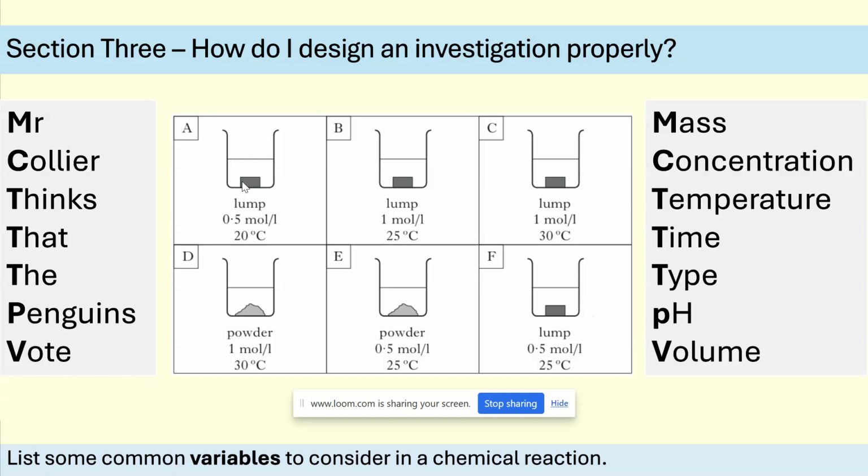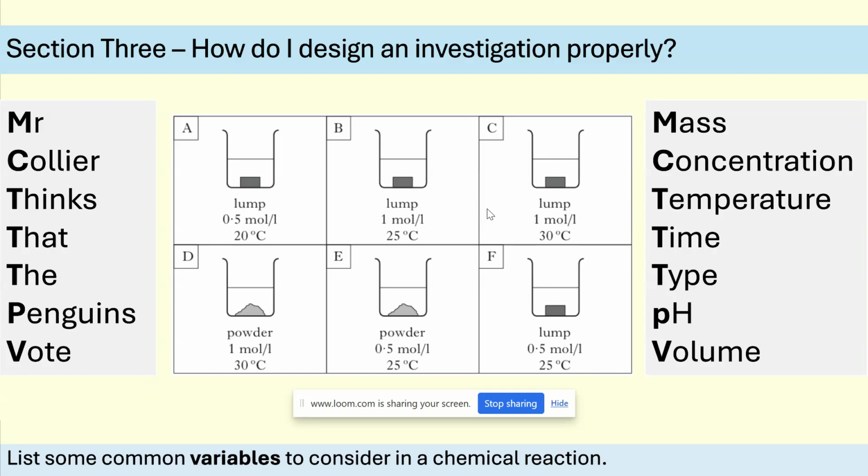So let's have a look. That was a good guess. So in A, we have a lump of whatever the solid is. We've got 0.5 mole per litre concentration acid, and it's going at 20 degrees. In F, we have a lump, same concentration, but the temperature is different. So if we ran 5 repeats of A, 5 repeats of F, and then we compared those, we could say F always goes quicker. We always have a higher rate than in A. That means that increasing temperature in this reaction will also increase the rate of reaction.